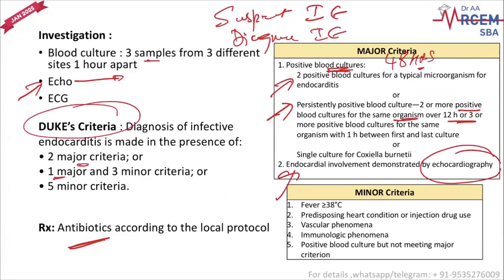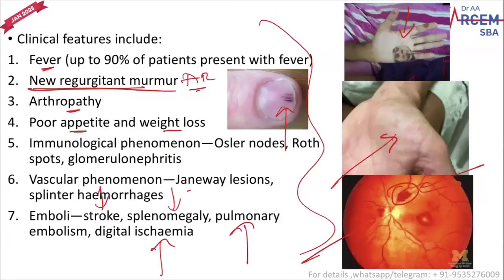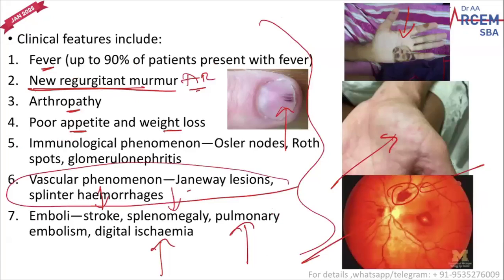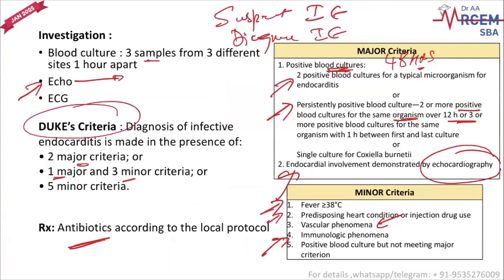Or there might be 1 major criterion and 3 minor criteria like fever, predisposing heart conditions like a prosthetic valve present, or an IV drug abuser, or previous history of infective endocarditis. 1 vascular phenomenon, what we have discussed here, like a Janeway lesion or splinter hemorrhage, is present. 1 immunological phenomenon is also considered a minor criterion, like Roth spots or Osler nodules, or there is a positive culture which doesn't meet the major criteria, not the typical organisms.